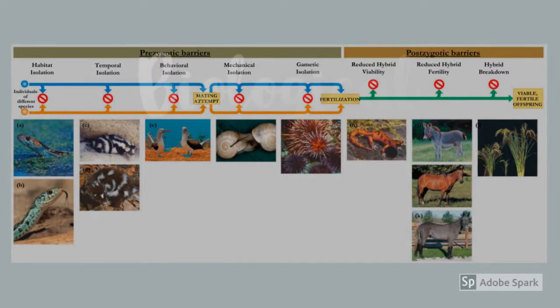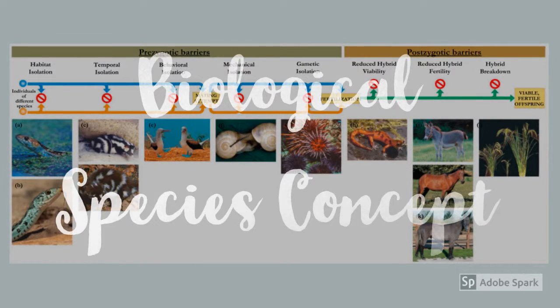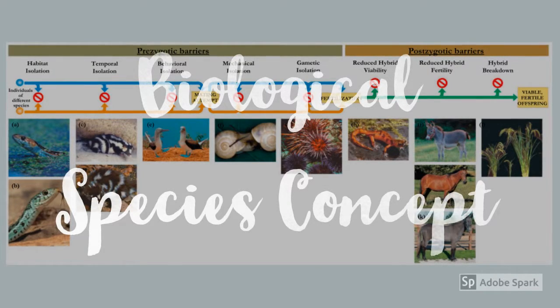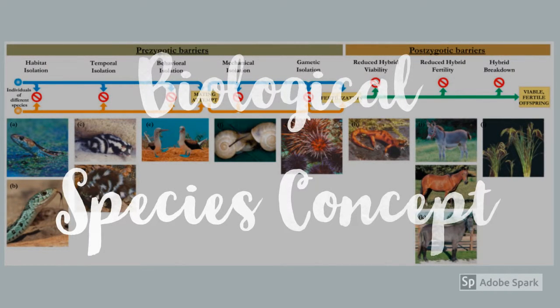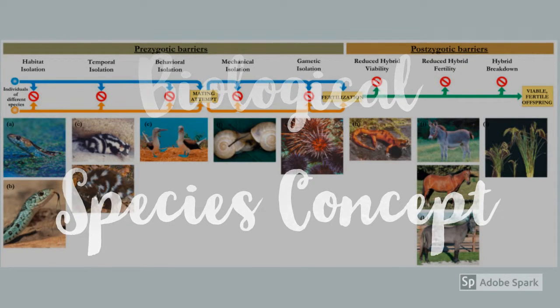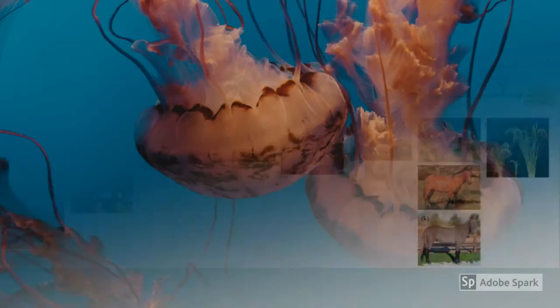The biological species concept states that if two groups of individuals are reproductively isolated, they are considered two different species. This means that they can be considered reproductively isolated. Reproductive isolation can be through prezygotic or postzygotic barriers. Prezygotic means that the animals are not able to mate successfully, and postzygotic means that the offspring are not viable or fertile. Examples of these can be shown in the image.